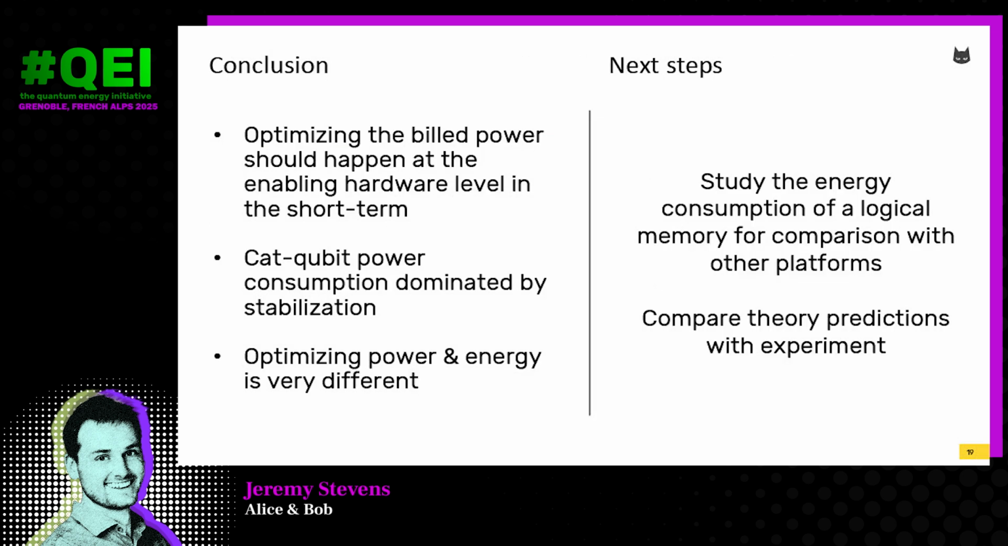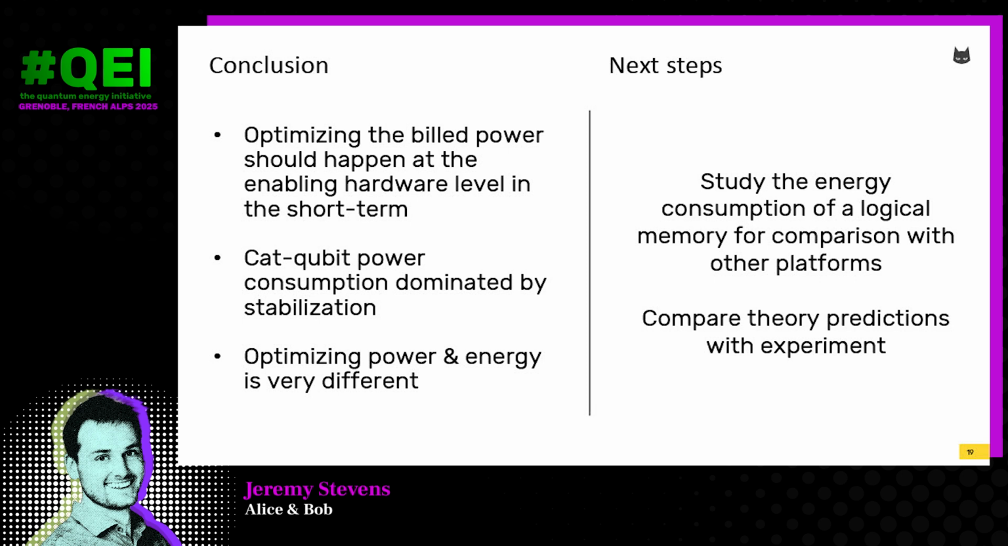All right. So to conclude, optimizing the build power should really happen at the enabling hardware level in the short term, in my opinion, and this is something that we need to work on. Cat-qubit power consumption is dominated by the stabilization, by the fact that you need to have this 2-to-1 photon conversion between the buffer and the memory mode. And optimizing power and energy in these devices is very different.